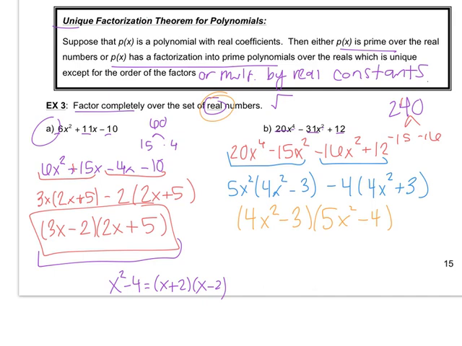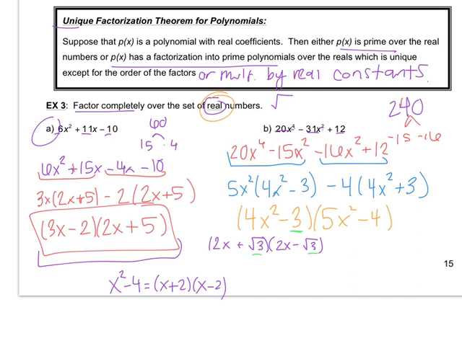Let me erase this. No, I can't erase that. Okay, so let's break this down. So 4x squared minus 3. I can break that down into a difference of squares by writing 2x plus the square root of 3 times 2x minus the square root of 3. So this comes from that minus 3. So if you think of 3 as the square of root 3, then you can still break it down.